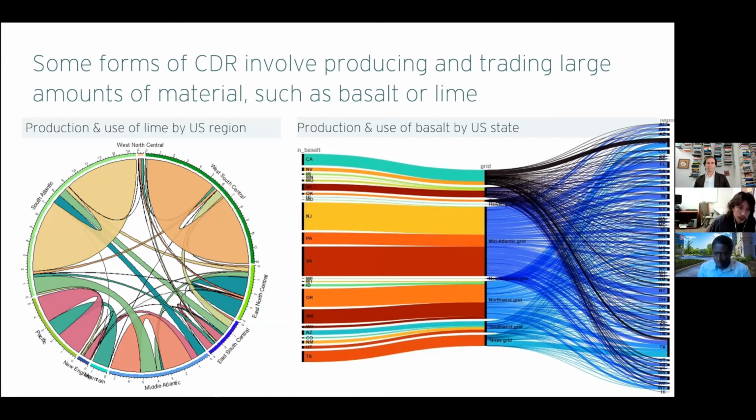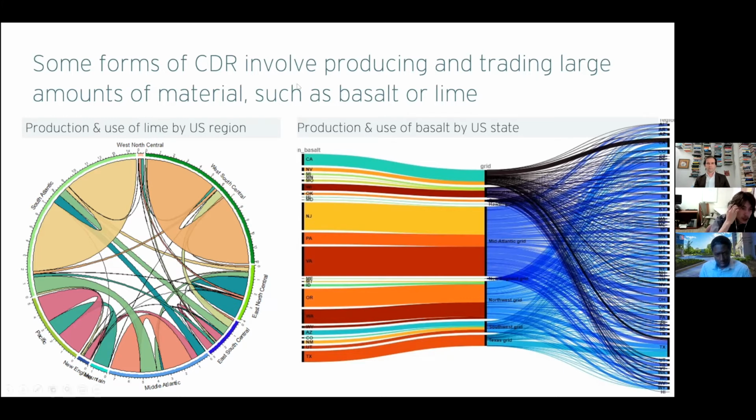To understand the potential flow of mineral trade associated with CDR in the United States, we calibrated the production to reflect states' relative capacity for basalt and limestone production, which are the 2 main inputs into terrestrially enhanced weathering and ocean enhanced weathering. The circular Sankey diagram on the left shows the flow of limestone to and from regions, and the Sankey diagram on the right does the same with basalt.